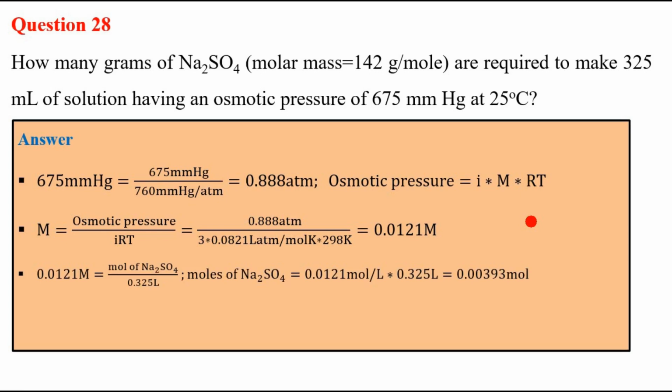Because we know the molarity is equal to mole of solid per volume of solution, that means the number of mole will be equal to this one times this one. Then we get the number of mole. After getting the number of mole, we determine the mass by multiplying with the molar mass. Then you have this value, which is 0.558 grams. That was question 28. Let's move to question 29.